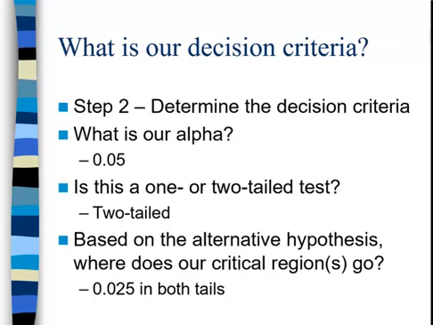Now, is this a one or a two-tailed test? Well, we'd already determined that it was a two-tail. And then based on the alternative hypothesis, which was a not equal sign, where does our critical region or regions go? Well, here we're going to have two critical regions, and we're going to split that alpha of 0.05 in two. So we're going to have 0.025 in the left tail and 0.025 in the right tail.